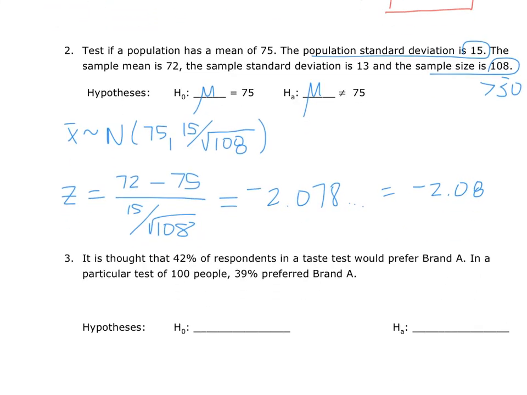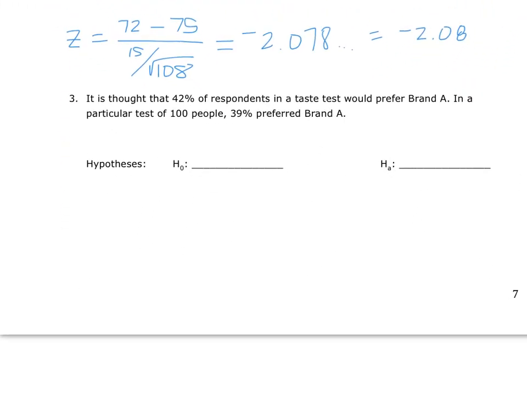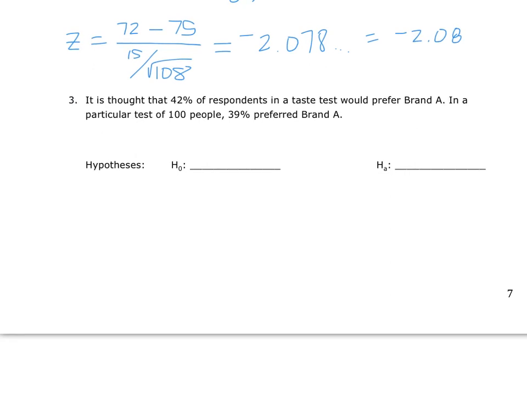Next example. It is thought that 42% of respondents in a taste test would prefer brand A. In a particular test of 100 people, 39% preferred brand A. Here we have to fill out our hypotheses. Is this mean or proportion? The first thing we think about, well, this is going to be proportion. The claim that we're testing is if 42% of people prefer brand A. So 0.42 is the fixed value that's going in those hypotheses.